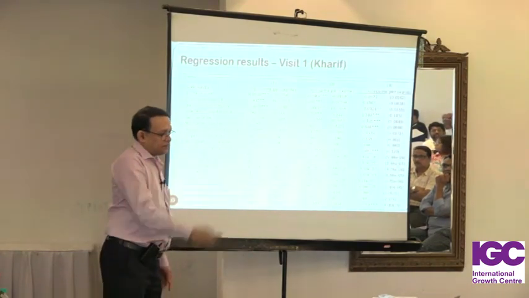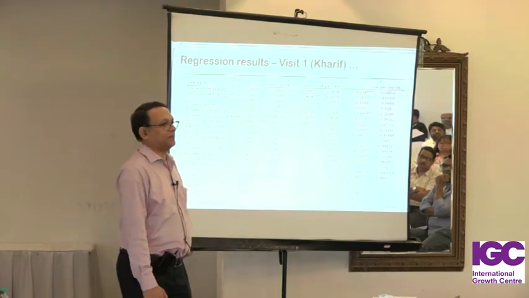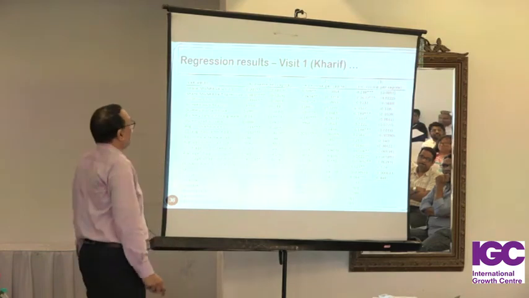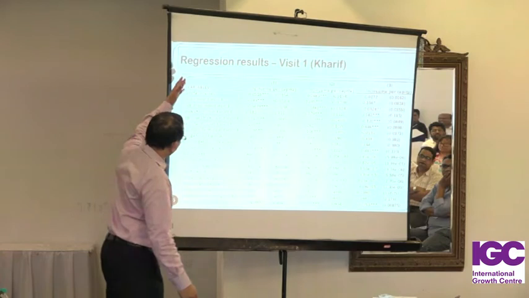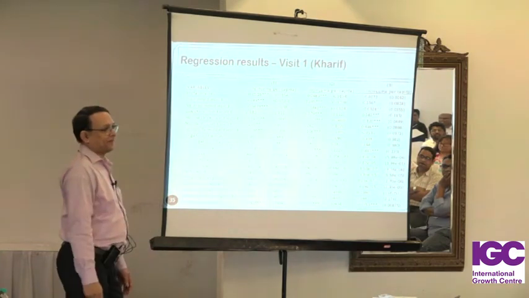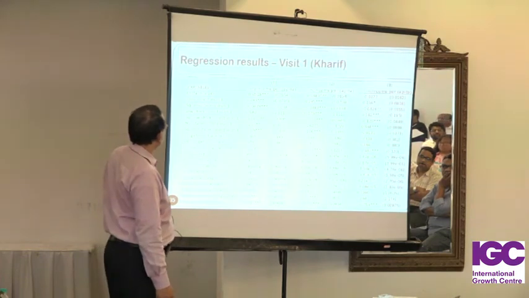So here are the regression results. This is page 1, page 2. And this is only the first visit. Okay. So you see we have a lot of variables. Let me just read it out. Or let me not.